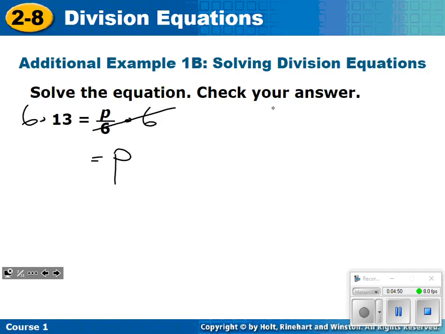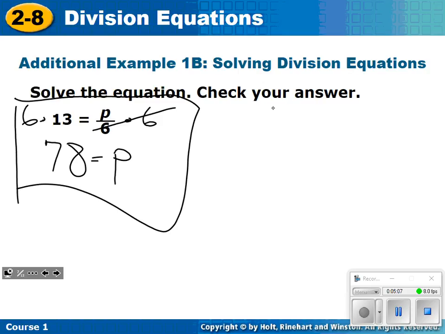what's 6 times 10? 60. 6 times 10 is 60. 6 times 3 is 18. So 60 plus 18 is 78. Right there.